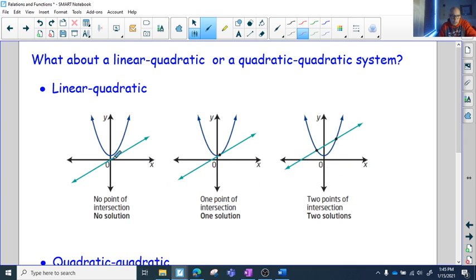They may never intersect, so don't be alarmed if you try to solve one of these and you get no solution. They may only intersect once. They call this a tangent line, so it just touches that graph in one spot. Or they may cross each other twice and you get 2 points of intersection, so you have two solutions.